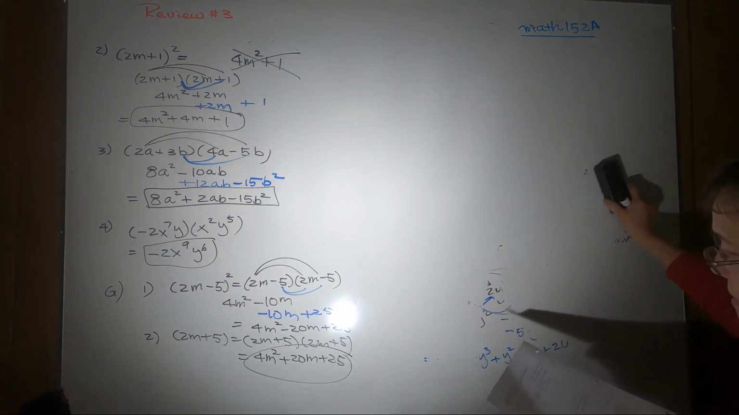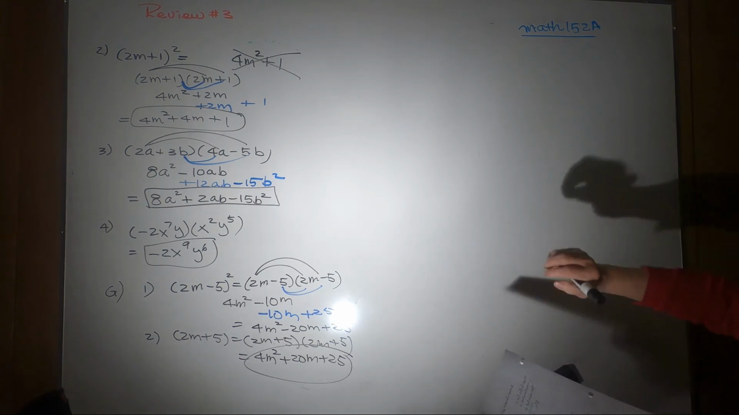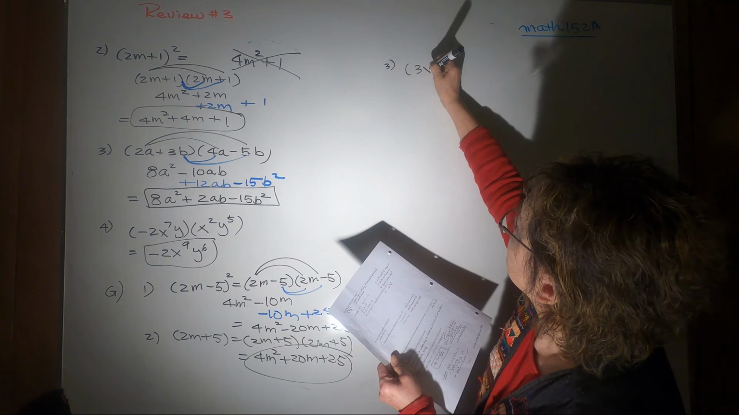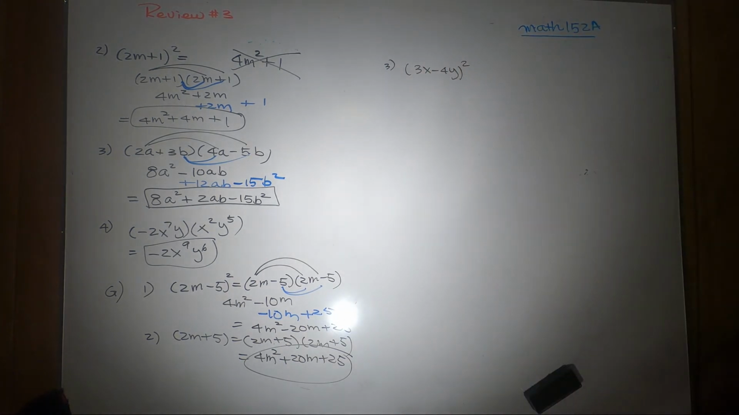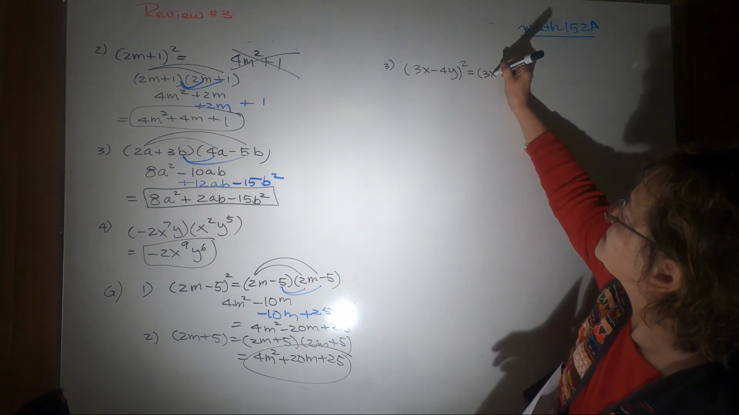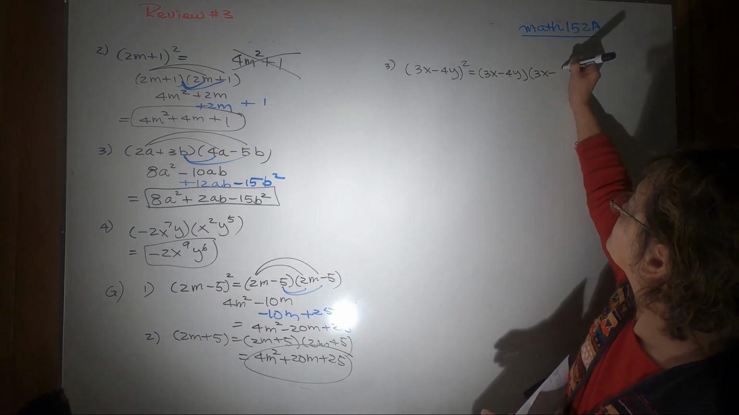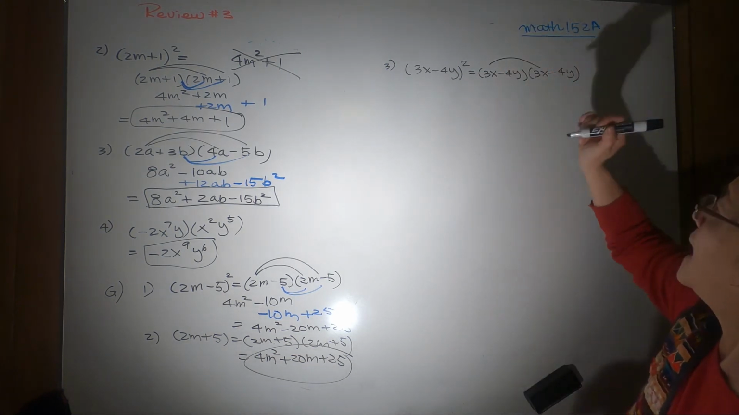One more of these things. Let's see. We have 3x minus 4y, take the square, right? So first you will write a what? Multiply itself twice. Write it out, right? Then you do what? Distribute, right? So you do that.